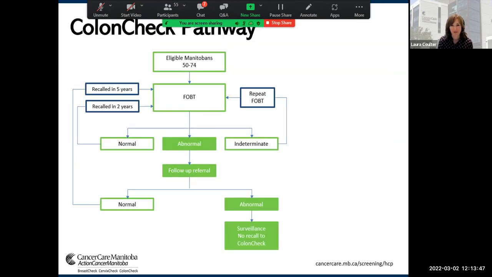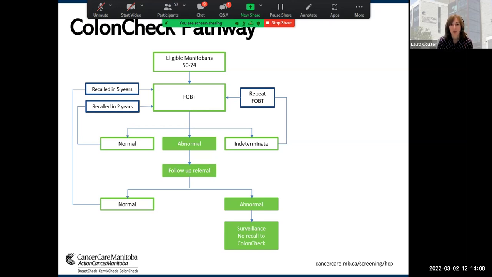So back to our project. This slide shows what we like to call around here the happy path. It's the ColonCheck average risk screening pathway. You can see at the top that eligible Manitobans 50 to 74 years of age are sent a test kit. If their test result is normal, the program will automatically recall them to CRC screening in 2 years.